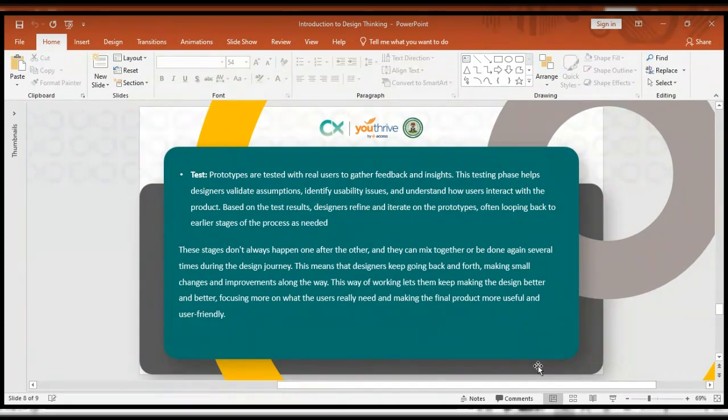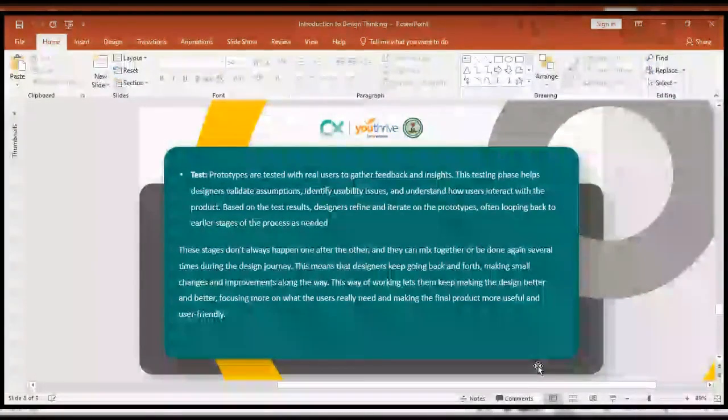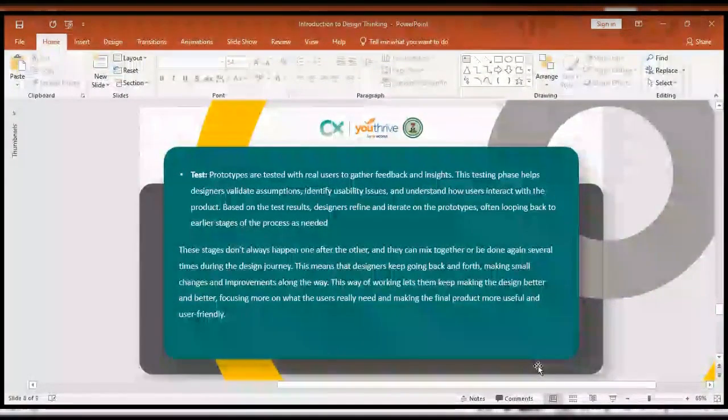So these stages don't always happen one after the other. They can mix up. Yes, they can mix up. Now, when I say mix up, I don't mean that you should do your testing before empathizing with your users. There is no way you will do testing before empathizing with your users. You can empathize with your users, you can define the problem, and then you can do your prototyping. But just have it in mind that you will always go back and forth. This means that designers go back and forth making small changes, improving along the way.